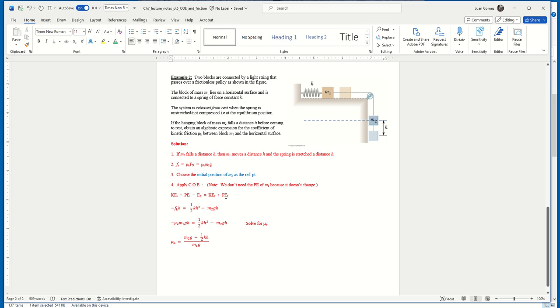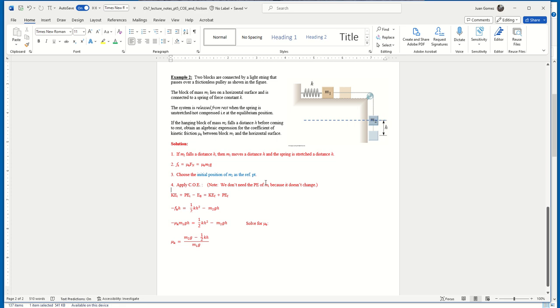Now, what's the final gravitational potential energy? Well, it's due to M2. M2 is now a distance of h below the reference point. That blue dotted line is the reference point. So the final gravitational potential energy is negative, and it's M2gh, because M2 is a distance of h below the reference point.